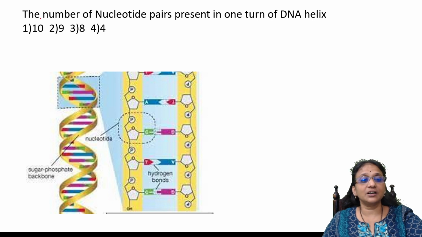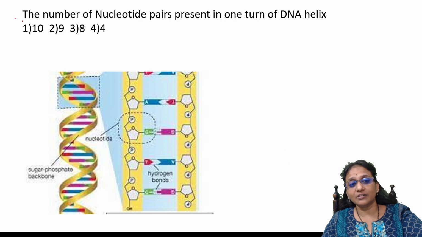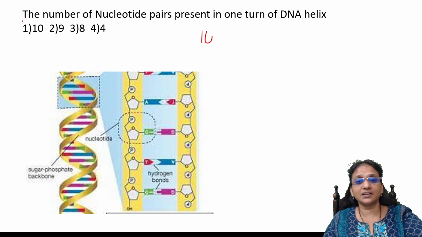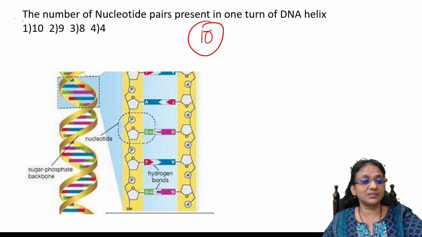Next question. The number of nucleotide pairs in one turn of DNA helix. In one turn, there are 10 base pairs. Remember, students, 10 pairs are there. Okay, so 10 is the answer for this. When you count like this, 10 base pairs are there.